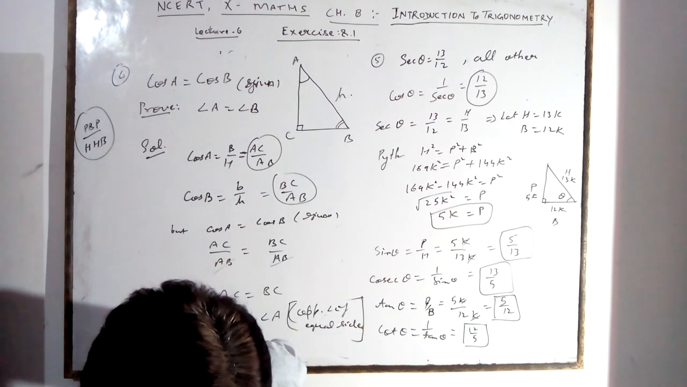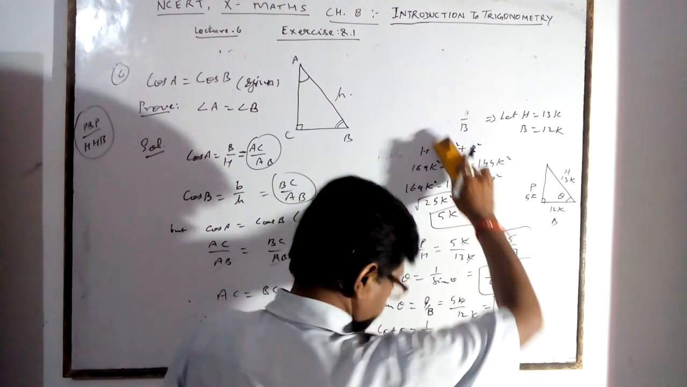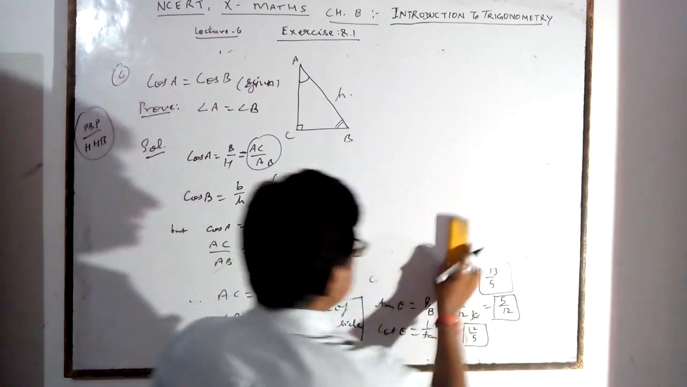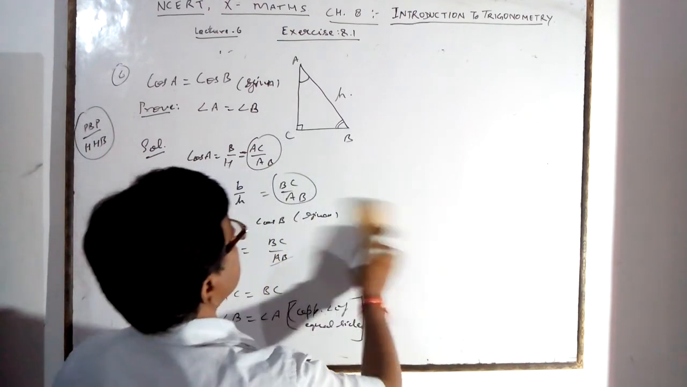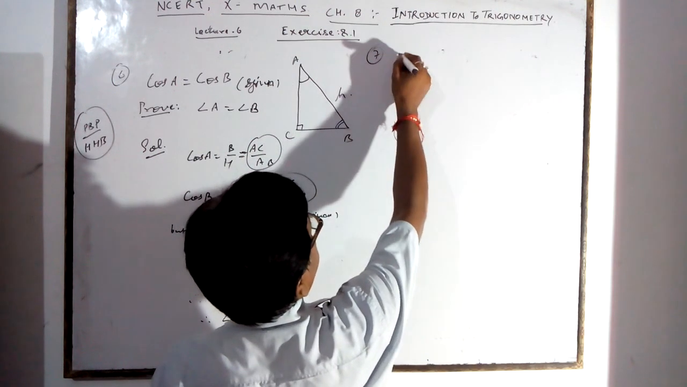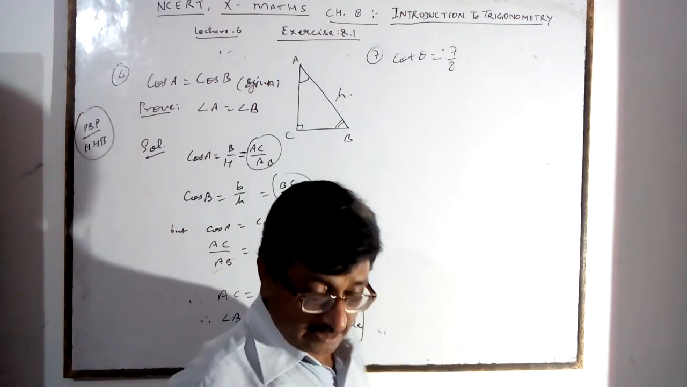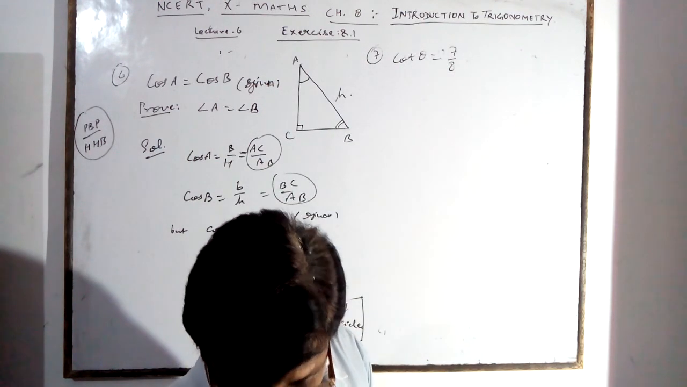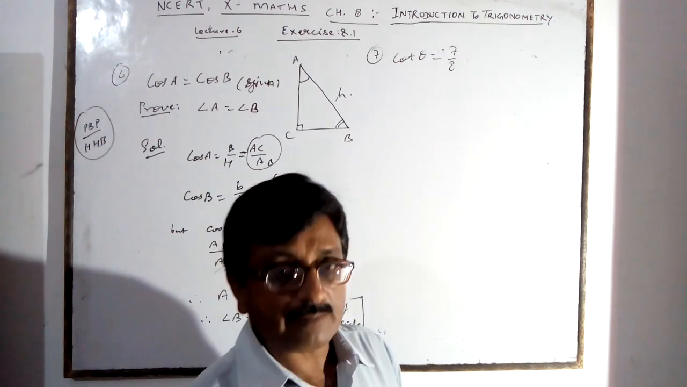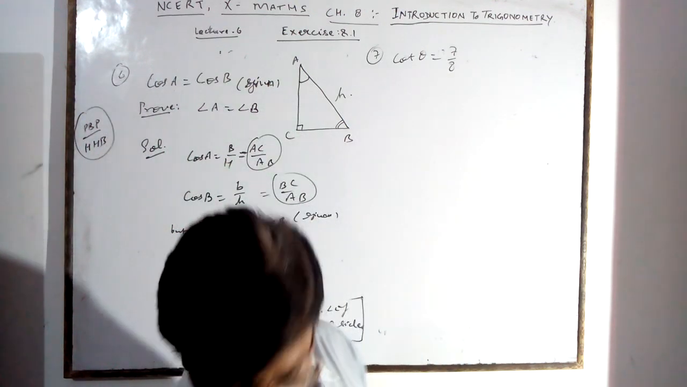Question number 7 is given. What is given in question number 7? Cot theta is equal to 7 upon 8. Find the two parts of the solution. First: (1 plus sin theta) into (1 minus sin theta) upon (1 plus cos theta) into (1 minus cos theta). Second part is given: cot square theta.